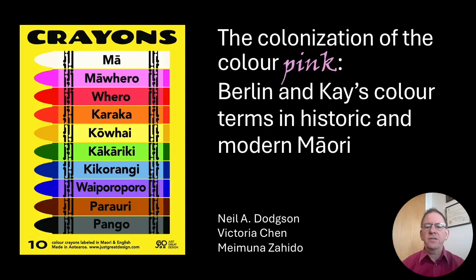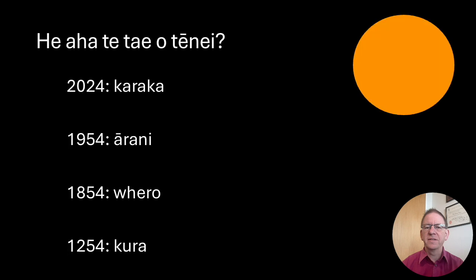The colour chart you see here hangs in many primary schools in New Zealand. The question is, how did the Māori language get to the point where it was decided that these specific words are what we teach our children about these colours? If you ask, he aha te tae o tēnei, what colour is this?